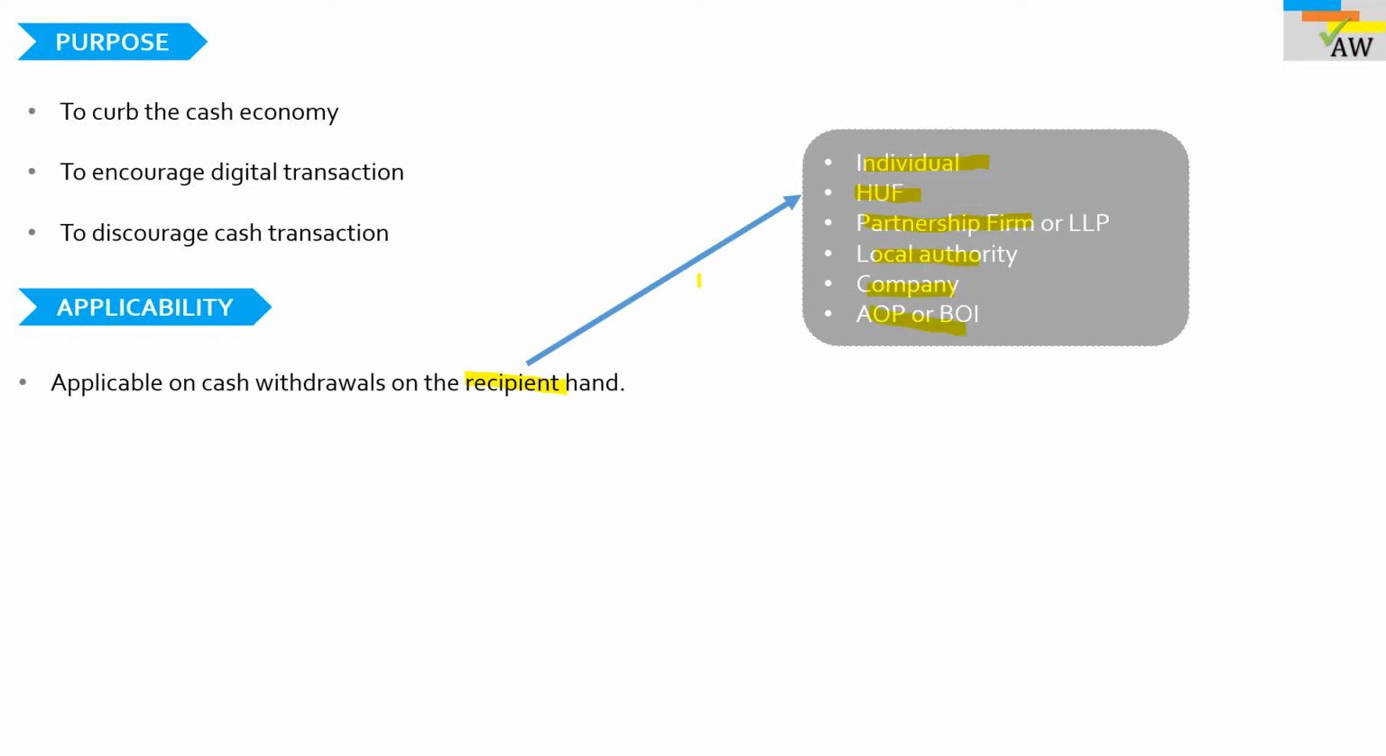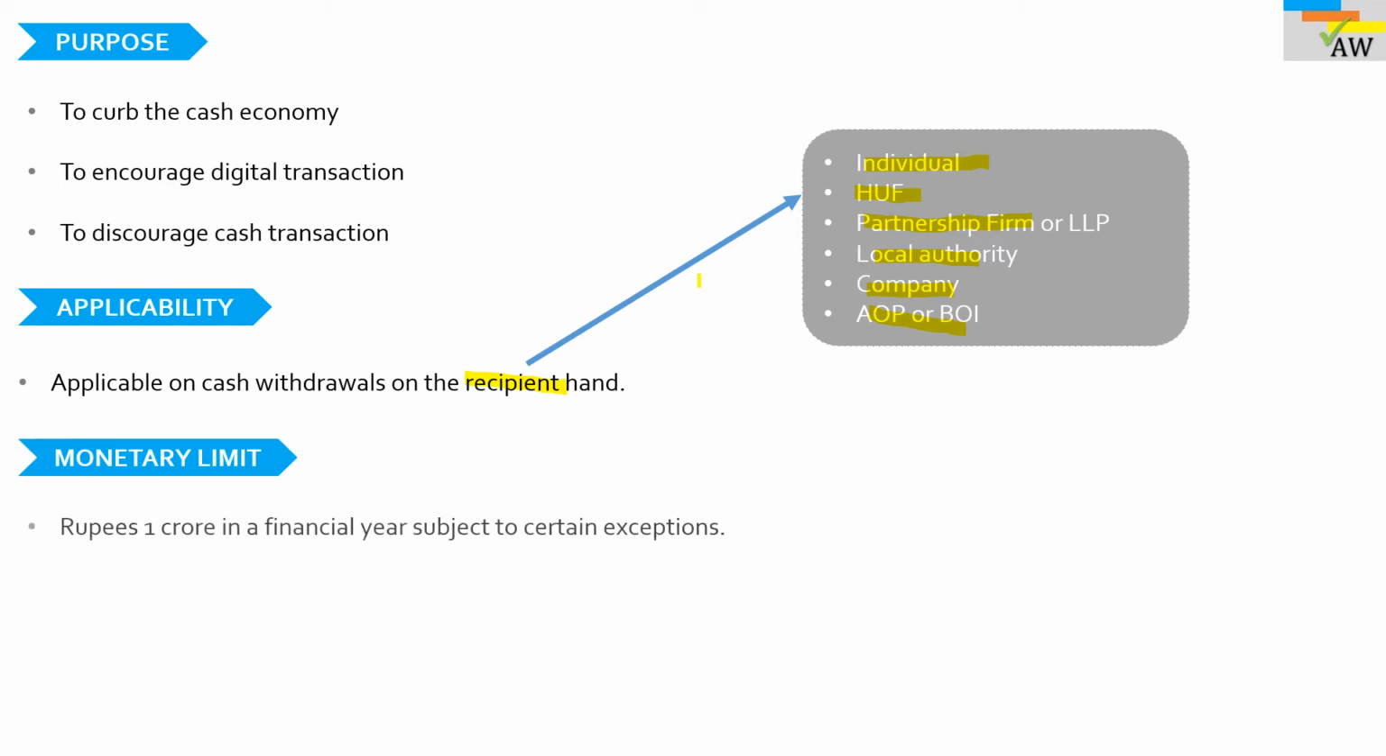The monetary limit set under this section is rupees 1 crore in a financial year, subject to certain exceptions which we'll explore at a later stage of this video. Financial year means from April to March.